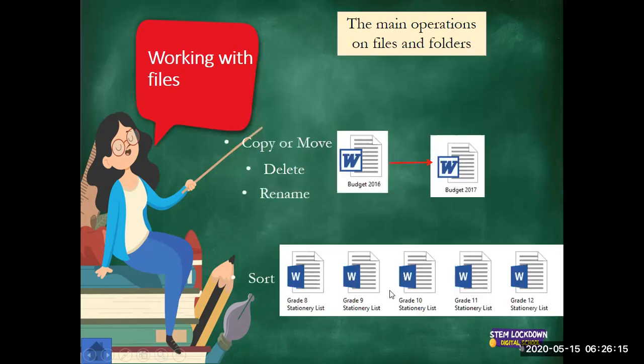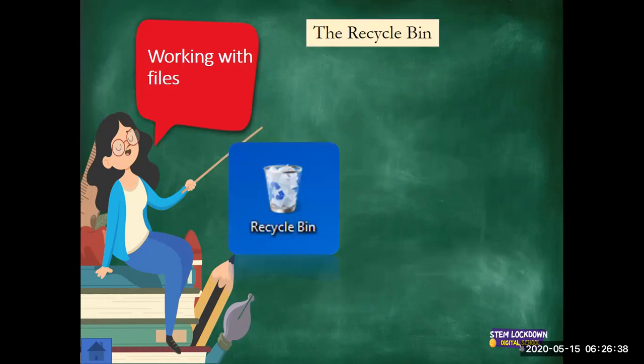Now, the main operations on the file and the folder, what can you do? You can copy, move, delete or rename, or you can sort them around. Like for example, maybe you set them from ascending to descending order, like grade 8, 9, 10, 11, 12, or from 12 to 11, and so on. So this is how you can work with the files and the folders. You can also sort them.